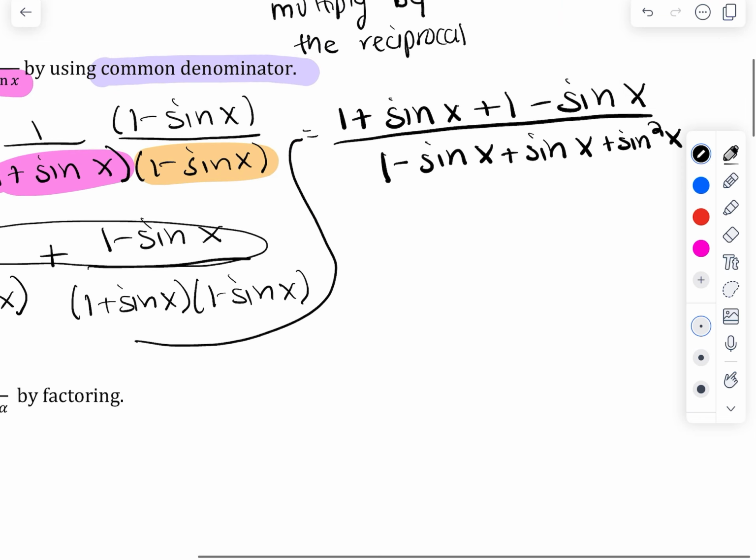So now we're going to simplify the top and the bottom. In the top, I have 1 plus 1, which is 2. And then I have a positive sine x and a negative sine x.